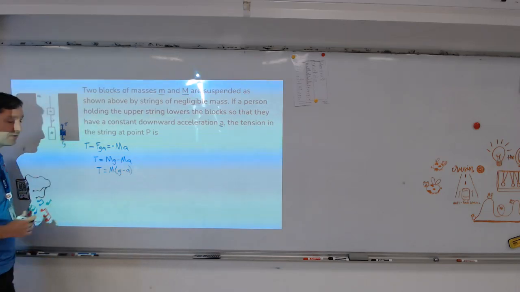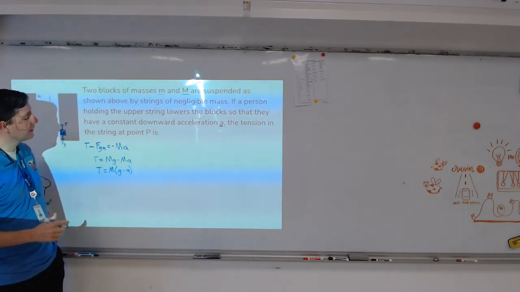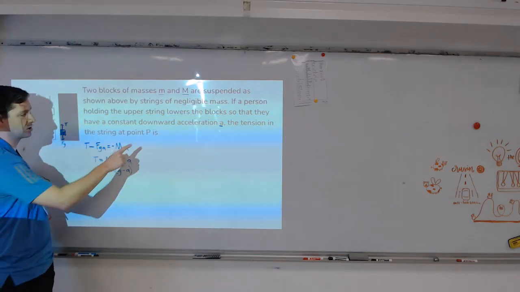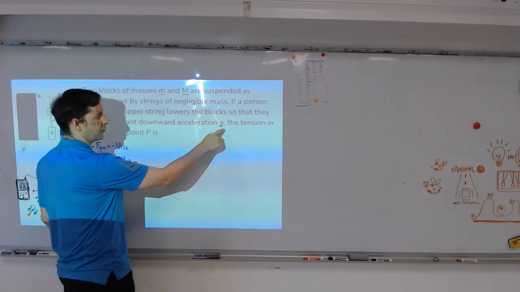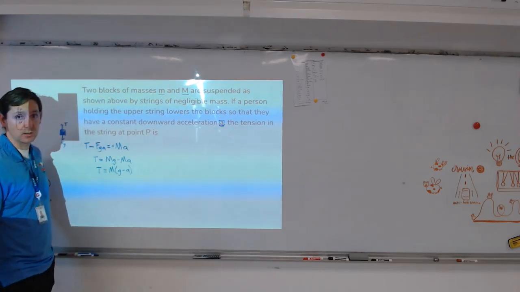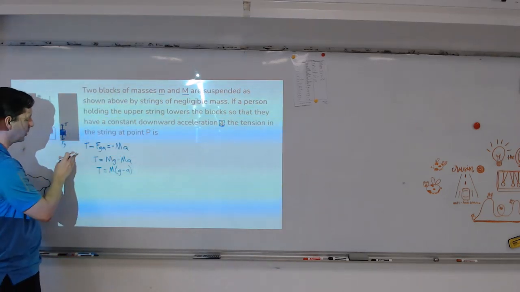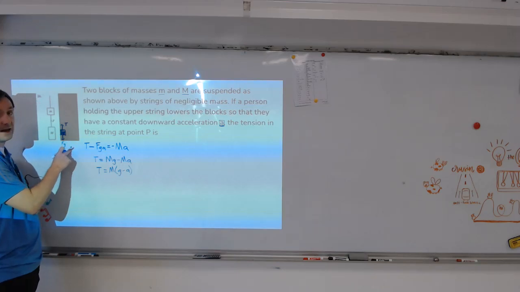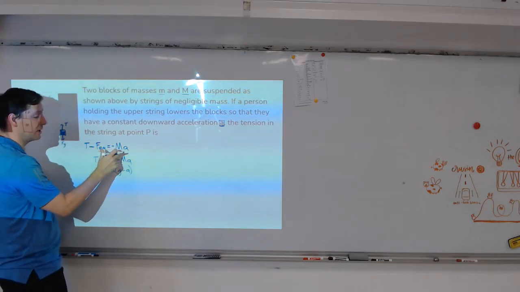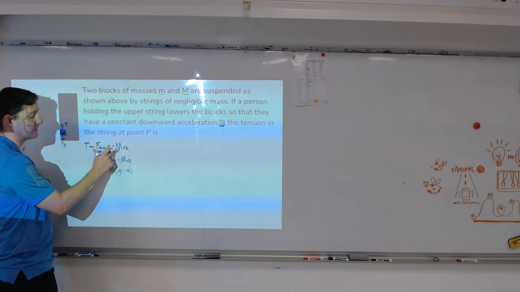I believe that a lot of people miss this question, probably because they did not put the minus here. Please recognize that they're saying that this is a constant downward acceleration of a. They are assuming that a is positive here. If it is downward, and I have designated Fg as being negative because it is downward, then I need to make sure to represent that this is also downward.